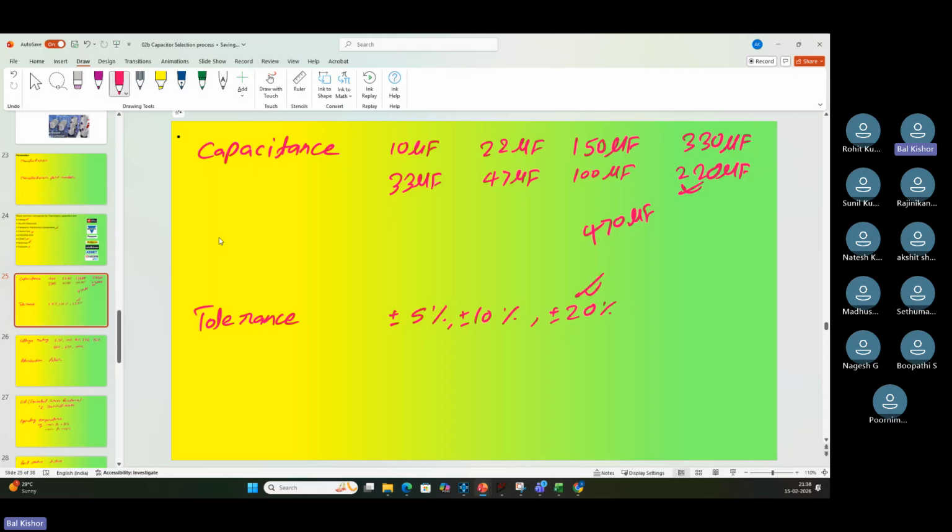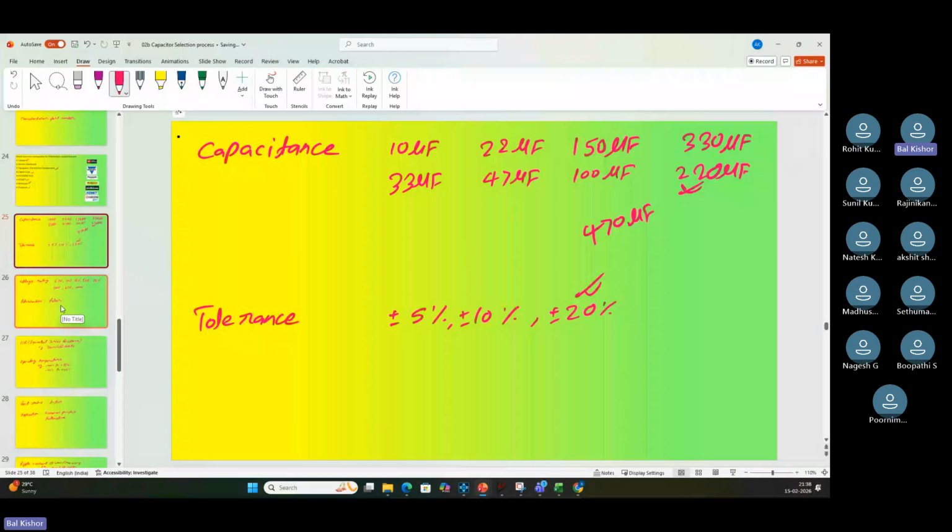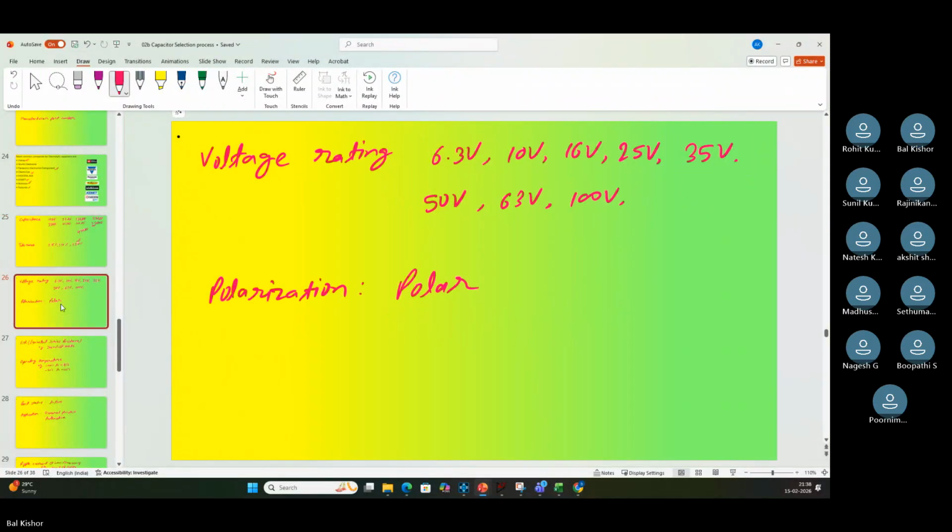A few limitations are there for them, like they have a lifetime. They don't run with a very long lifetime. It is a number of hours, something like that, I'll tell you. First of all, we'll talk about voltage rating.